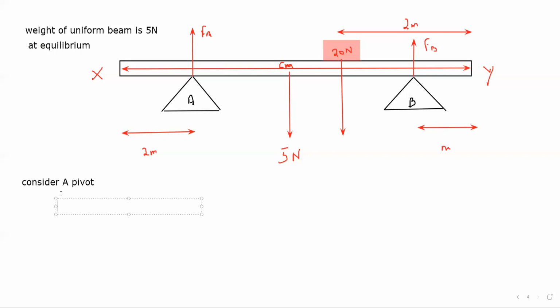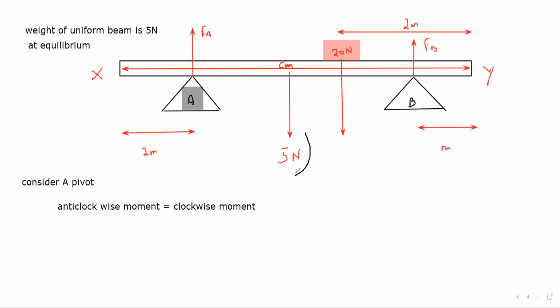As it is in equilibrium, the anti-clockwise moment is equal to the clockwise moment. So there is no net resultant turning effect between the clockwise and anti-clockwise moments. And I consider A as my fixed pivot or the point of rotation. First, the force exerted by pivot A on the beam will not cause any moment. Why will it not cause any moment? Because it has a perpendicular distance of 0.